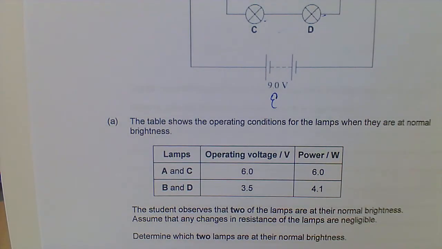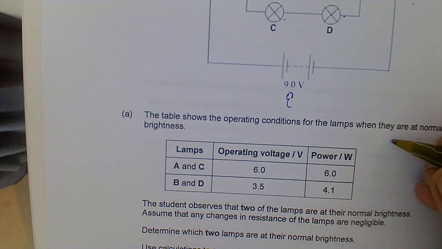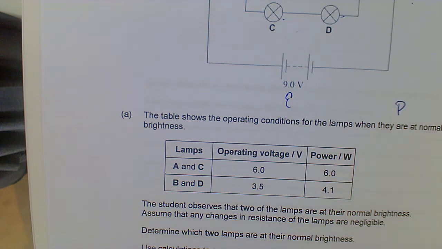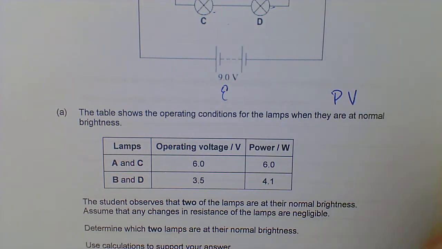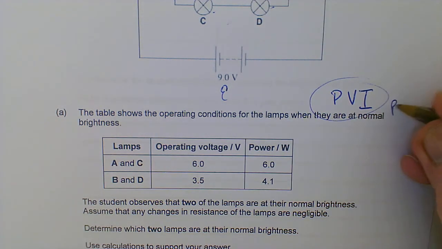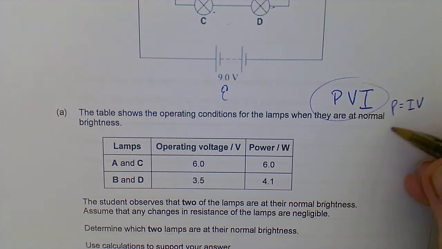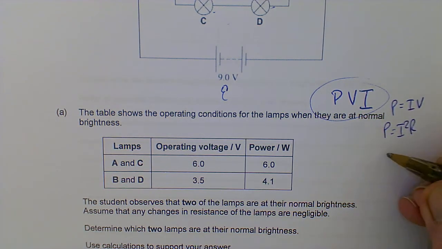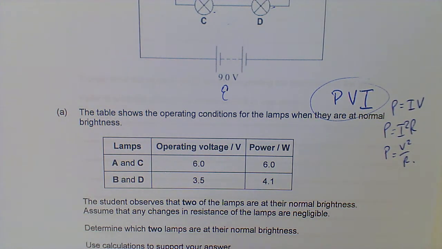Right. The table shows the operating conditions for the lamps when they're at normal brightness. Normal brightness would imply that this is the operating conditions, and in the operating conditions you would have a power rating, P, you would have a voltage at which that power rating would be set, you'd also have a current at which that would be set as well. Of course we know there's a formula that links all those three, P equals IV, and its variations, P equals I squared R and P equals V squared over R as well. Alright? We did that at length a couple of weeks ago.